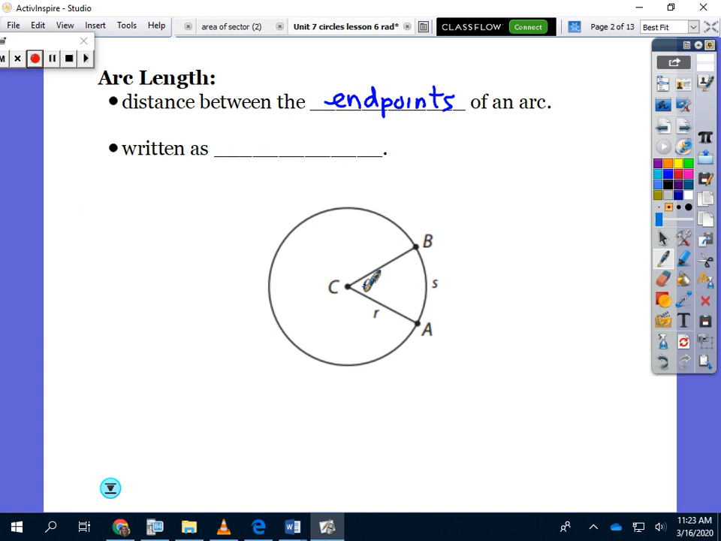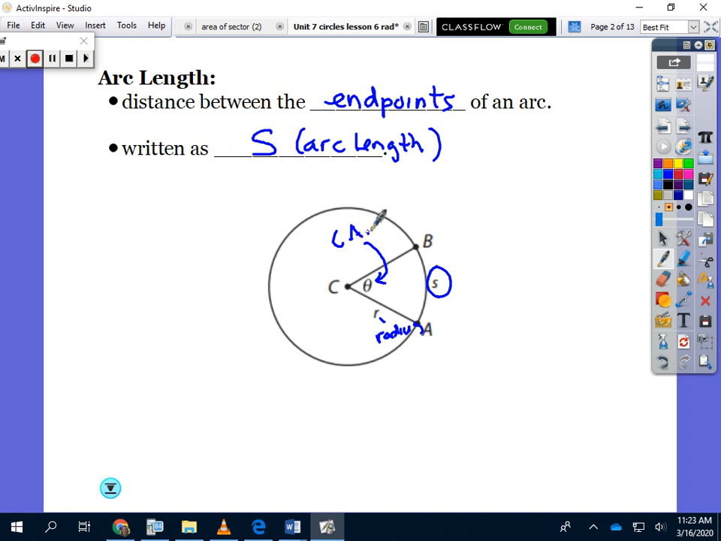So we're going to start with a formula. The first part of the formula is that S. S is arc length. S stands for arc length. So for this unit, S stands for arc length. And I'm going to try really hard to make these S's look like S's and not 5s. The other thing we see here is the radius. Radius. And we see the angle measure, central angle.